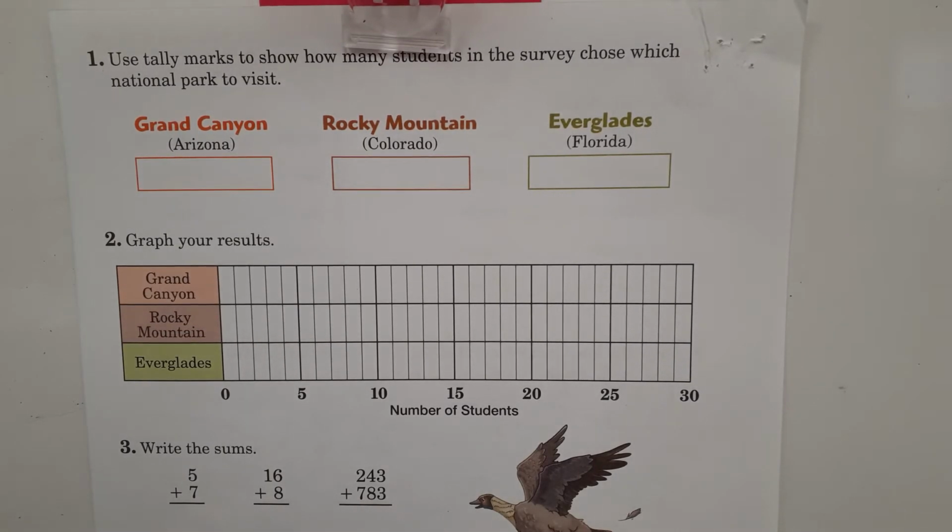Now we are on lesson 170 for classwork. Number 1, use tally marks to show how many students in the survey chose which national park to visit. At this point, I was supposed to take a vote from you to decide whether you would rather visit the Grand Canyon, the Rocky Mountain, or the Everglades National Park. So we're going to just make up answers here because we do not have you to take a vote.